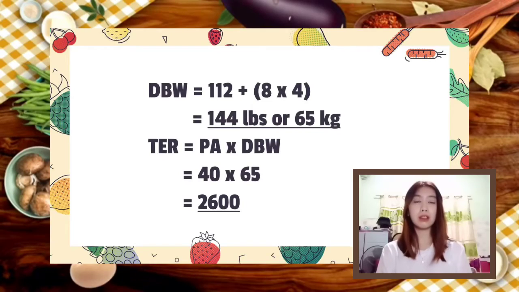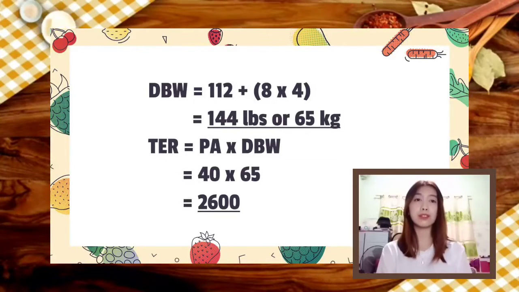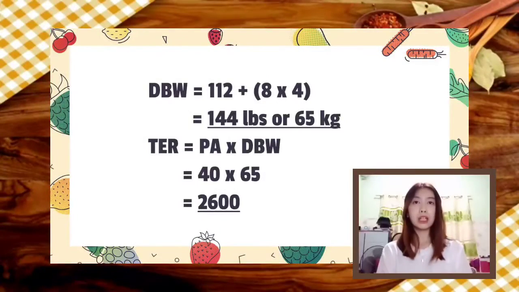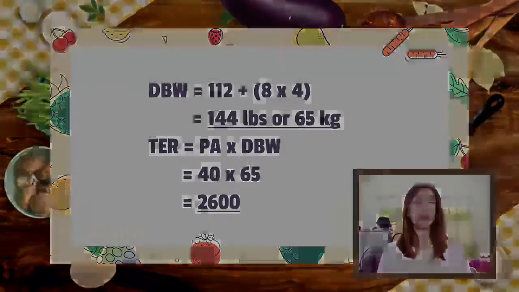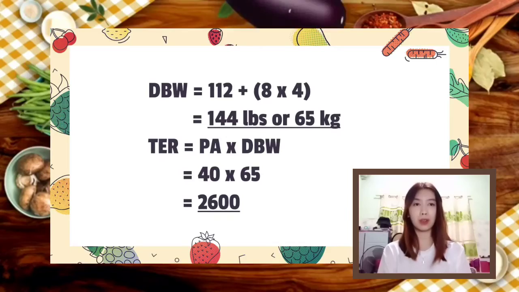Now, for the TER or total energy requirement formula, we have to solve for the physical activity times the DBW, which is the 65 kilograms. Now, for the PA of the patient, we use the 40%. So, 40 times 65 is equal to 2,600 total energy requirement.